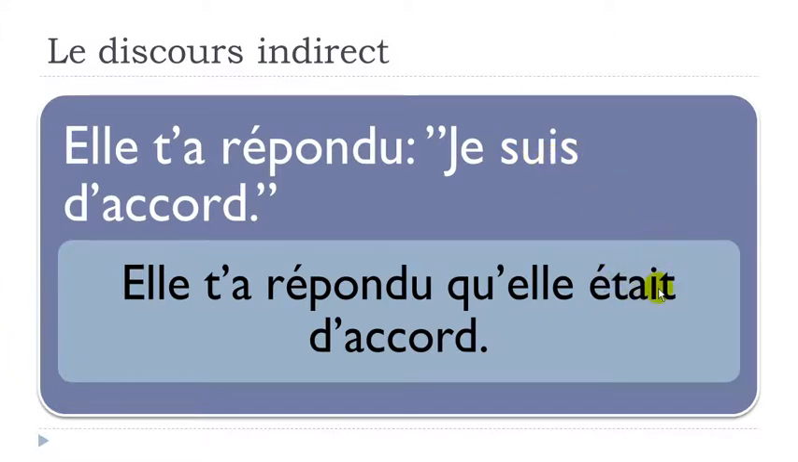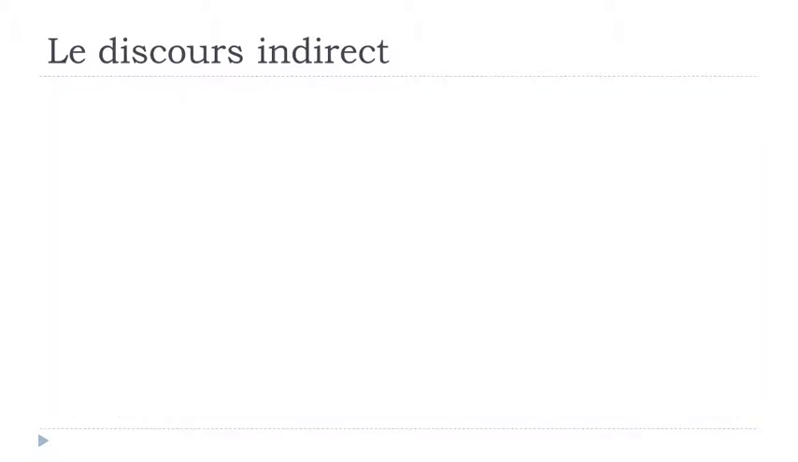So it's the verb to be, être. You will have to put it at the imparfait form. That's the rule. Don't think about why or how, just put it at the imparfait, and you get the sentence: Elle t'a répondu qu'elle était d'accord. All right, this is the way you should follow if you want to make this discours indirect. In the first part you've got the past, and in the second part you've got the present form. Okay, so let's see now.